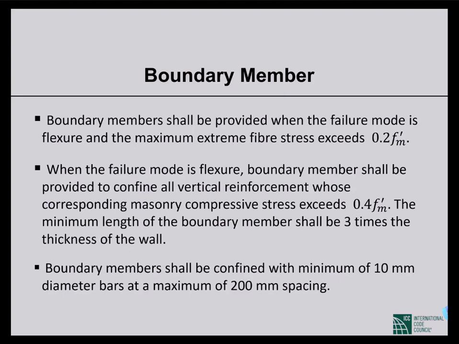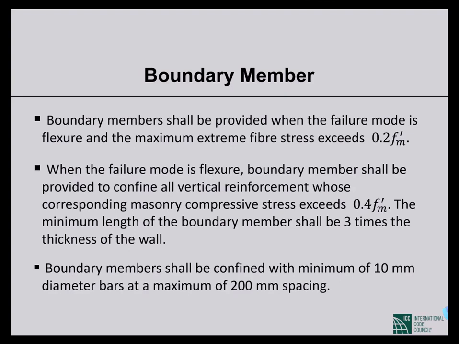When the failure mode is flexure, boundary members shall be provided to confine all vertical reinforcement whose corresponding masonry compressive stress exceeds 0.4 FM prime. And the maximum length of the boundary member shall be 3 times the thickness of the wall. So the dimension of the boundary member along the length of the wall will be 3 times the thickness of the wall.